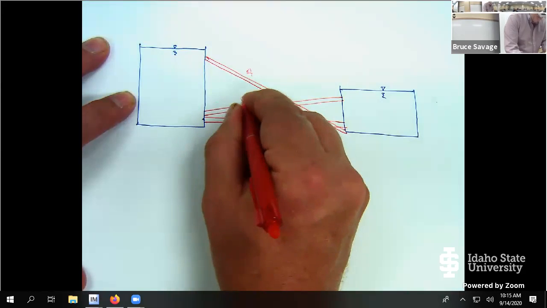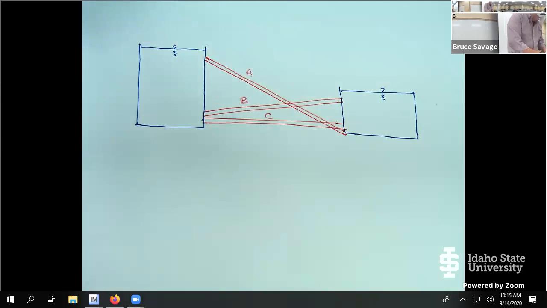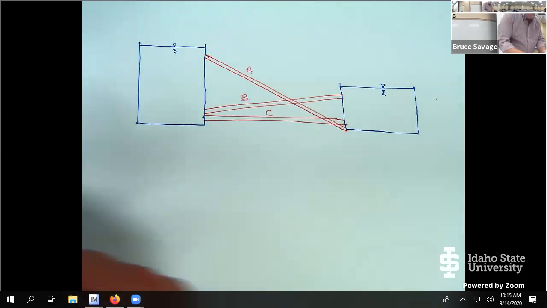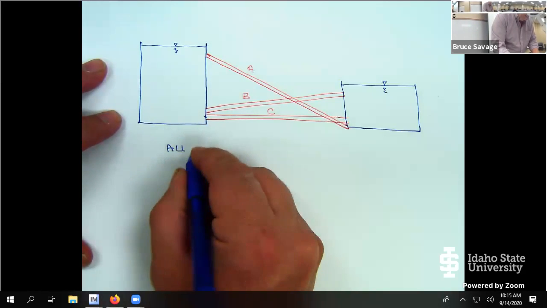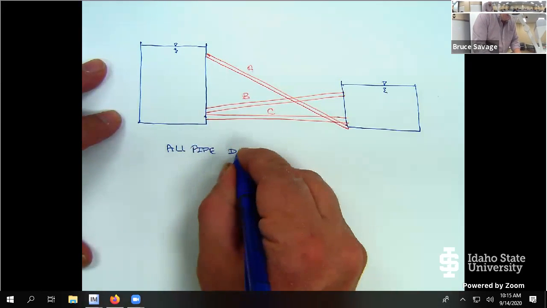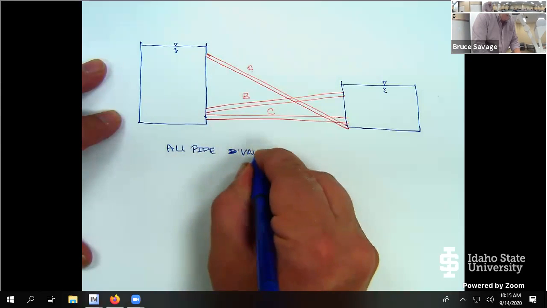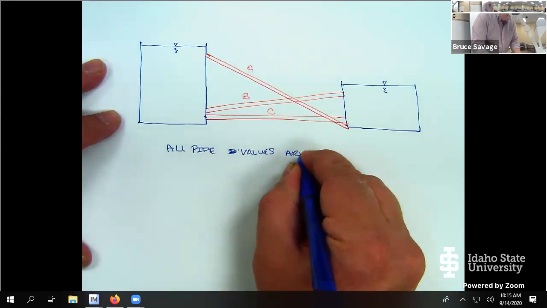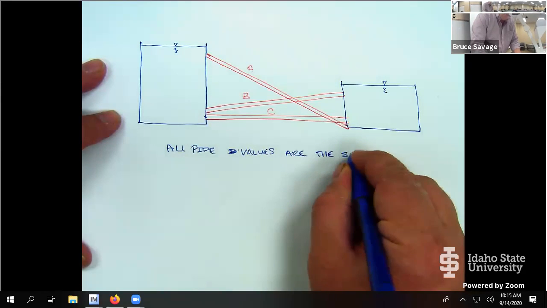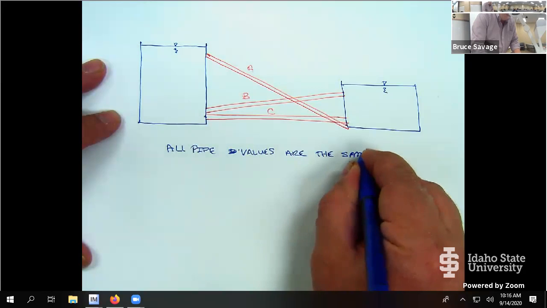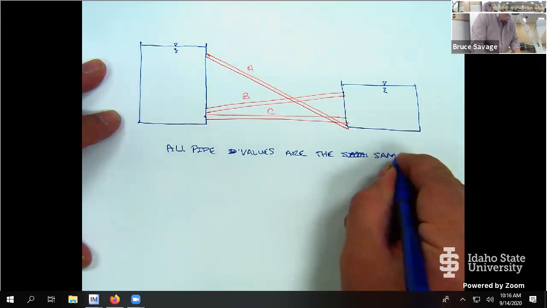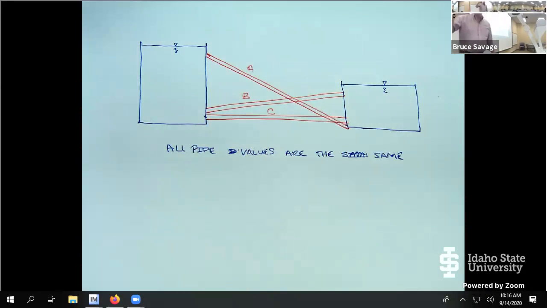So pipes A, B, and C. All pipe values are the same. The lengths are the same. The pipe type is the same. The pipe diameter is the same. The entrance and exit losses are the same. Everything's the same.